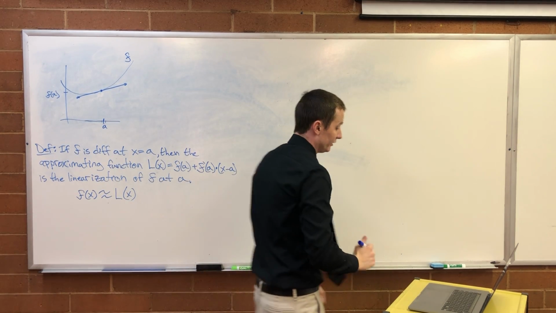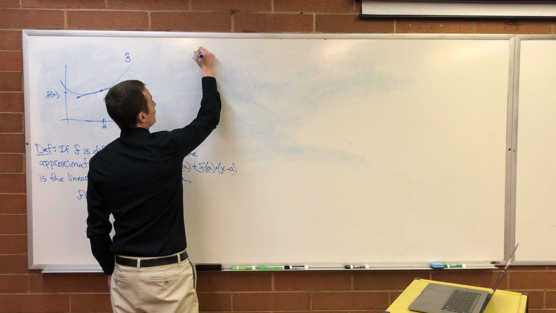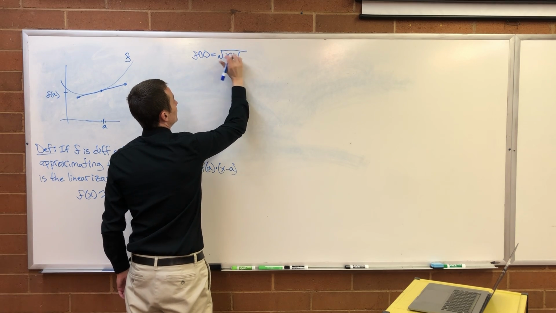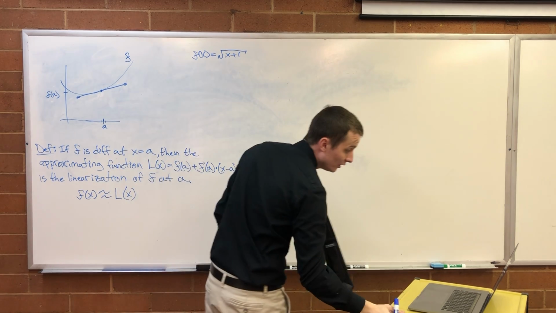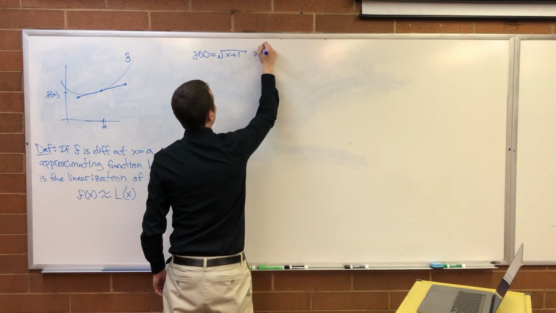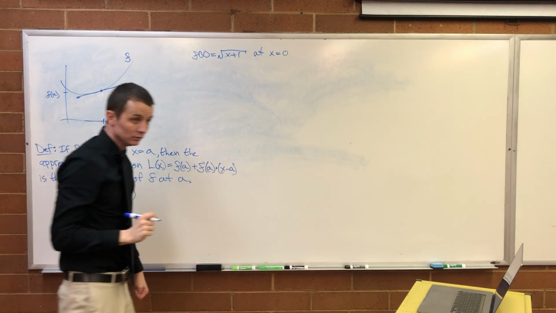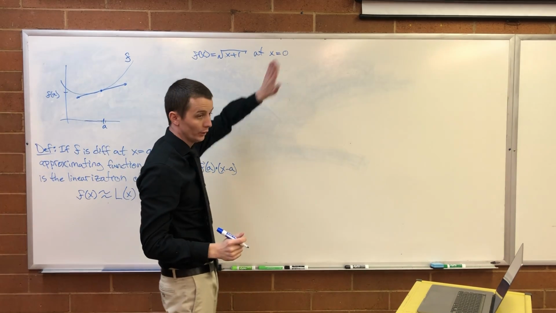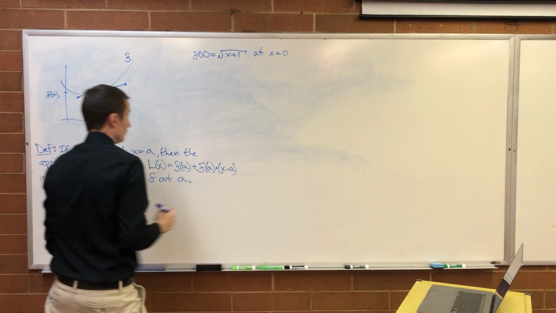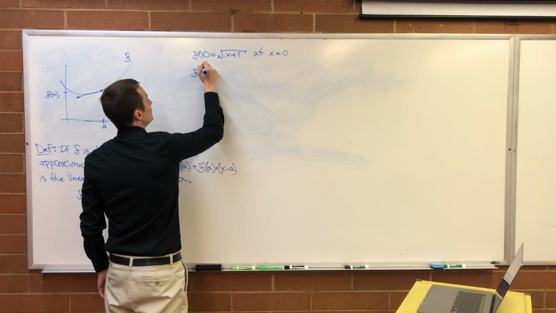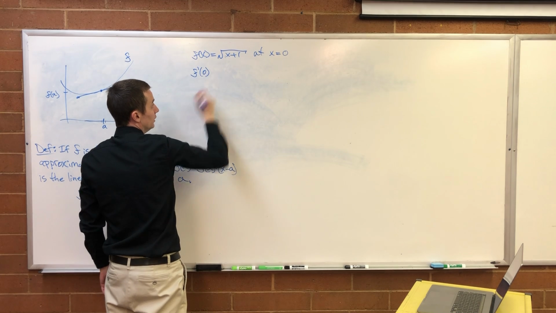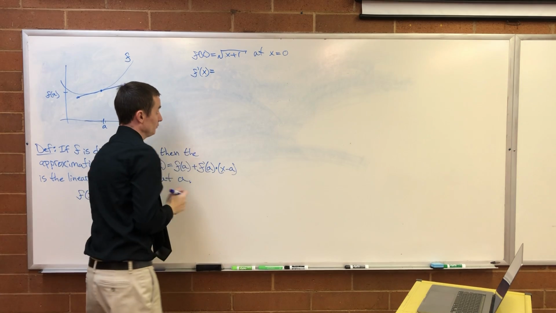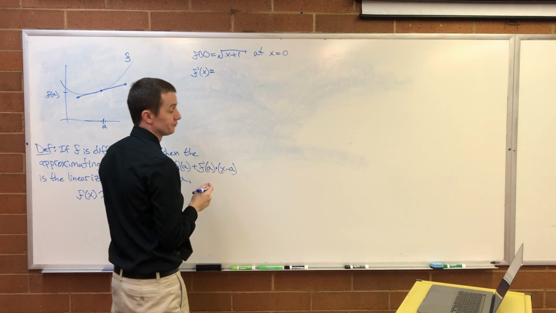So let's do an example. It says find the linearization of f of x equal to the square root of x plus 1 at x equal to 0. What are we looking for? The tangent line of this at this point. That's it. Okay. So first off, let's find f prime at 0. We can start with f prime of x and then plug in 0. So let's just do f prime of x real quick, what's that equal to?